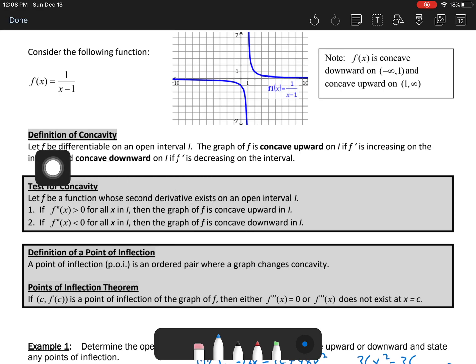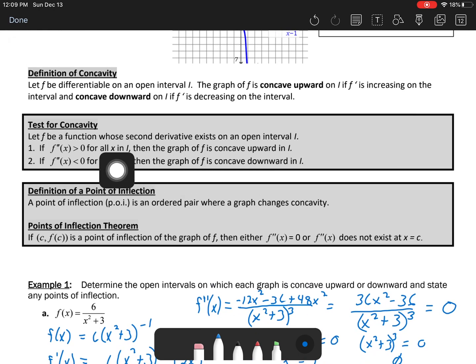Okay, so it says definition of concavity. Let f be differentiable on the open interval I. The graph of f is concave up on I if the first derivative is increasing. Because the first derivative is increasing, the second derivative would have to be positive, right? Because the slope of the tangent line on the first derivative would be positive. And it's concave down if the first derivative is decreasing.